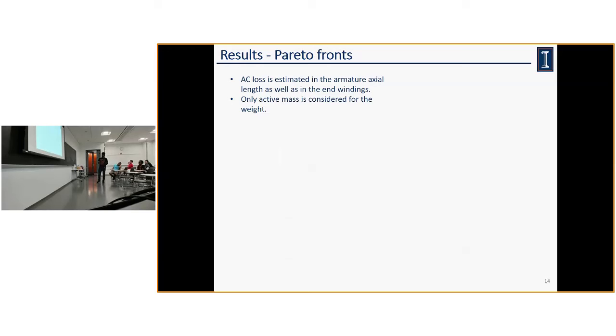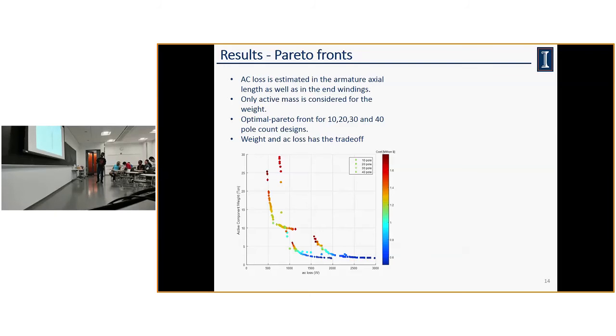So what we learned here is that we estimated the AC losses in the axial length as well as in the end winding, and I only considered weight as the active mass. That means the superconducting weight as well as only the copper weight, because if you really consider all the weight, then we have to consider all the other metal parts that we put on the machine. But I didn't calculate all those things there. This is the result I got.